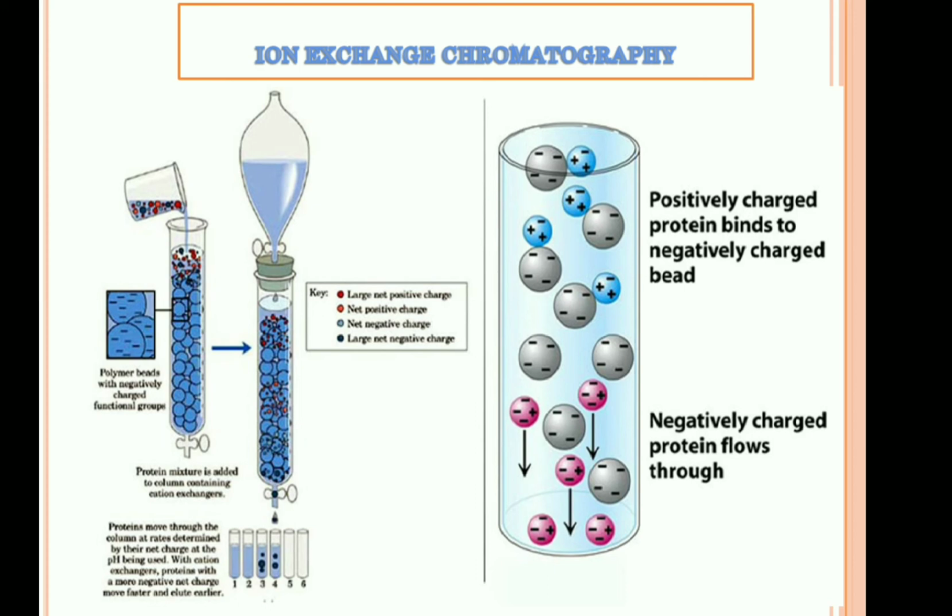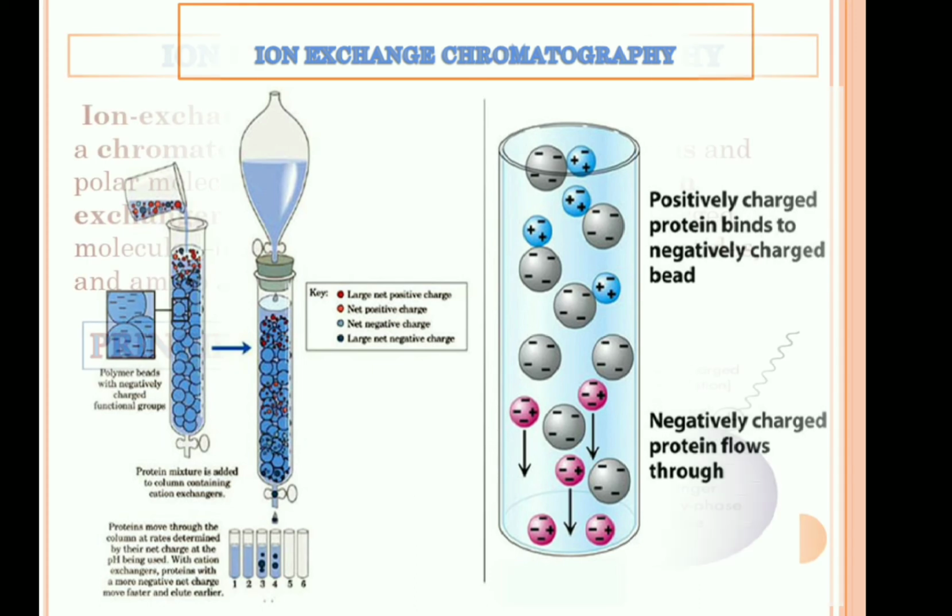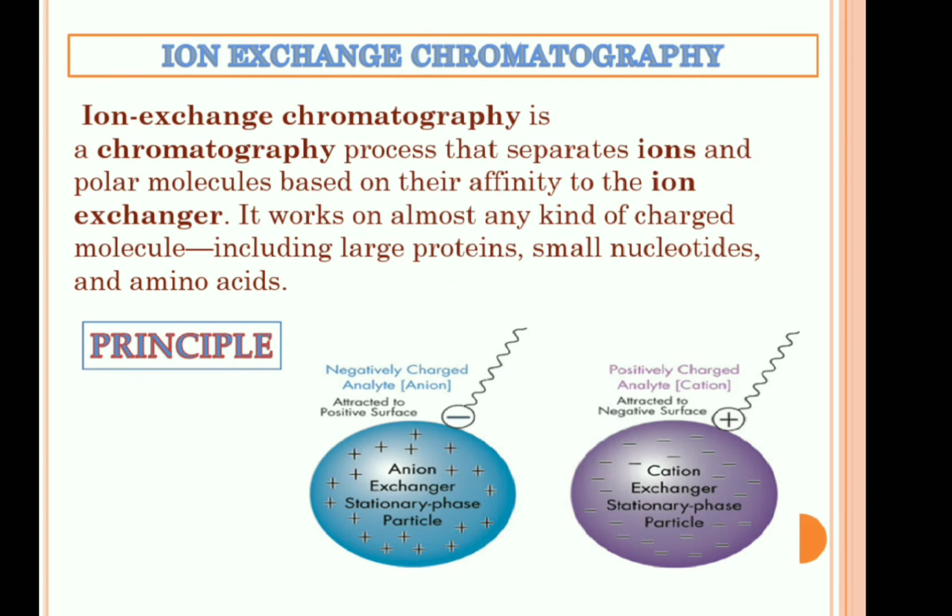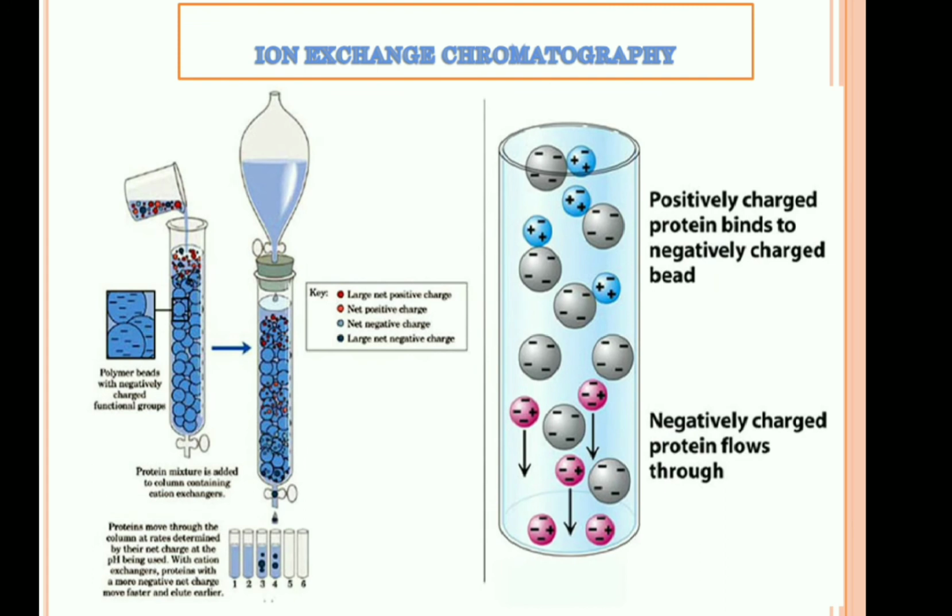So the sample we added is a protein mixture, and it is added to the column which has the cation exchanger. In the stationary phase, there is cation exchanger. This cation exchanger is charged and will attract the oppositely charged ions of the sample. So the sample has positively charged proteins, and these will bind to the negatively charged beads.